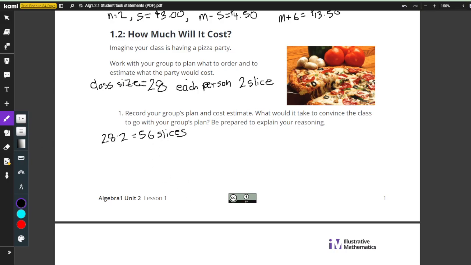Okay, on your paper you're going to have to write this down. You're going to have to write it in complete sentences. So 28 times 2 is 56 slices needed.